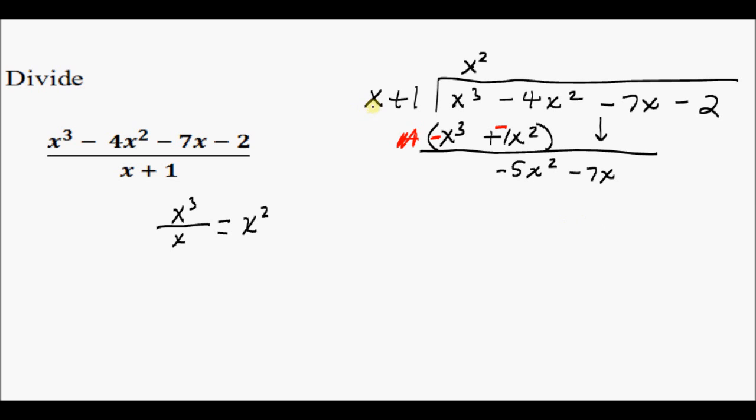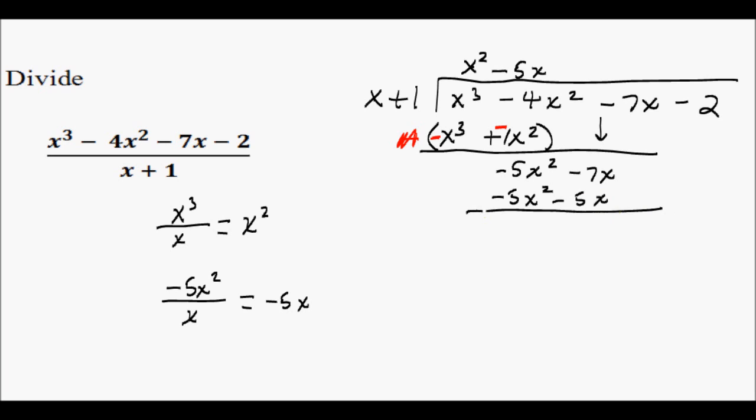In other words, we take this first term here now and divide it into that term. That's going to look like this, negative 5x squared divided by x. And when we do that, the x down here cancels with one of these, so we end up with just negative 5x when we do that division. So we place that negative 5x right up here over the division symbol. And we multiply negative 5x times x plus 1. So negative 5x times x is negative 5x squared. Negative 5x times 1 is negative 5x.